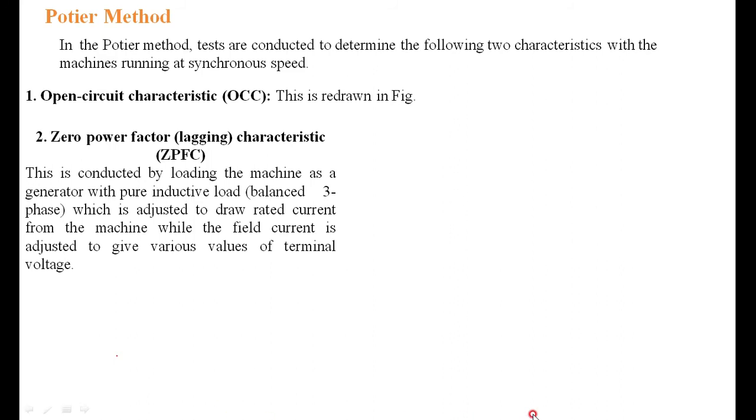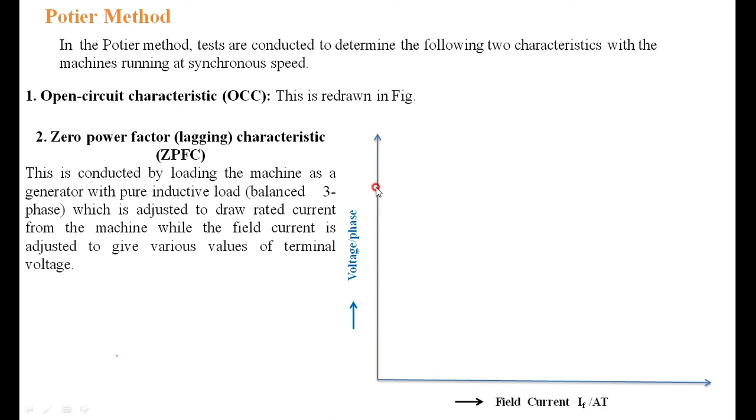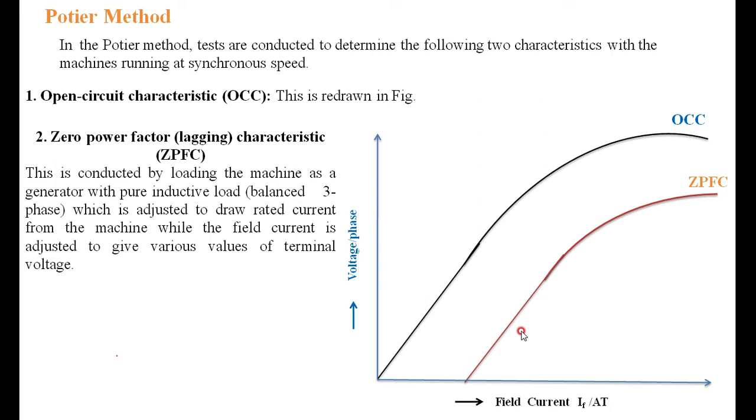Using this data, you have to draw the graph, first OCC, ISC, short circuit characteristics, as well as the ZPF curve. But what I am doing here is along the y-axis I am taking the voltage. The base is once again the field current IF, in amperes. First, using open circuit characteristics data, I will draw the open circuit characteristics. Then I also draw the ZPF curve using ZPF data.